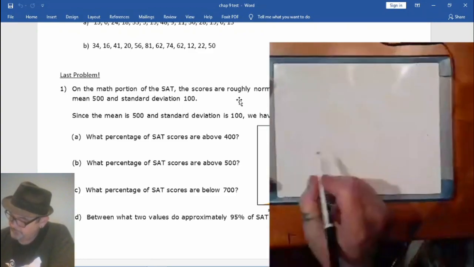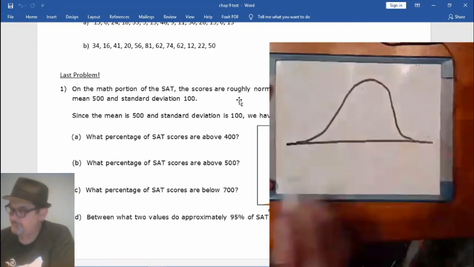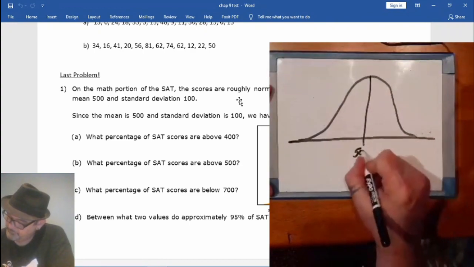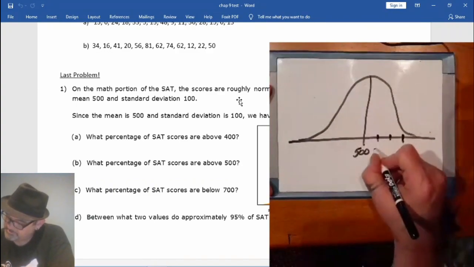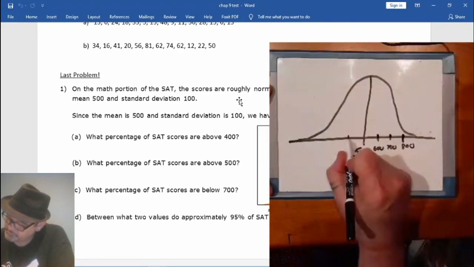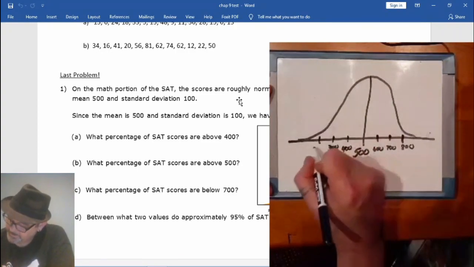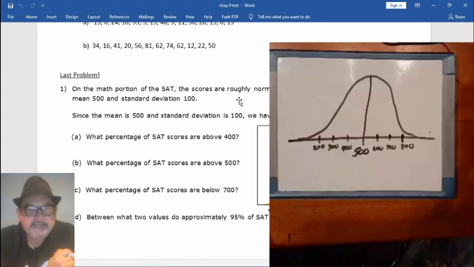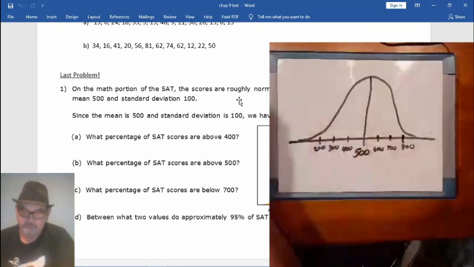Let's go ahead and draw, or attempt to draw, a bell curve. Not bad. And here is the mean, 500. So the standard deviation, we'll go 1, 2, 3, is 100. So that means 600, 700, 800. And if we go minus 1, 2, 3, we're going to have 400, 300, and 200. Okay? So what percentage of SAT scores are above 400? Okay. Here's 400. Let me get a different color.